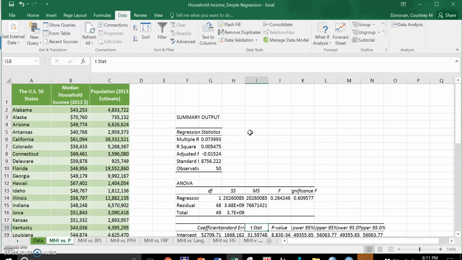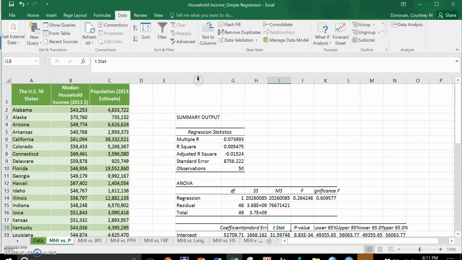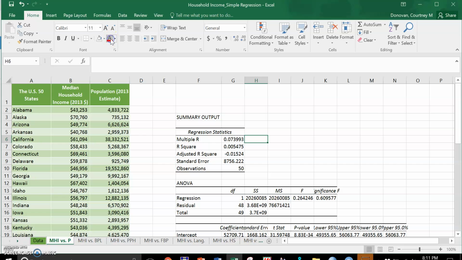So I get all of this information. And let's go through and start looking at it. So this is my R value. So if I have an R value of 0.07, this is very weak correlation and like no relationship. It's pretty bad. In fact, less than 1% of income can be explained by population. Not good. Not good.